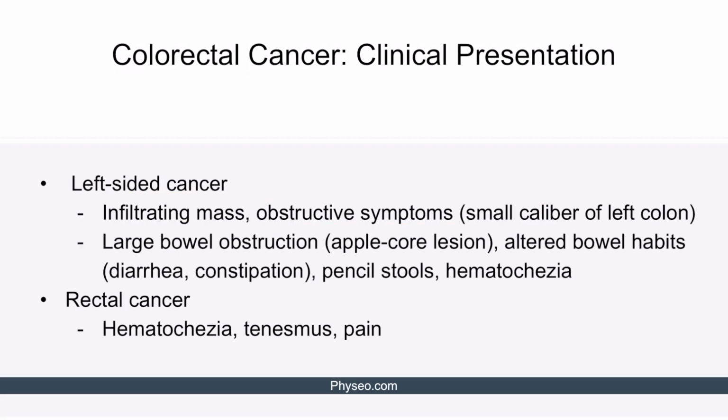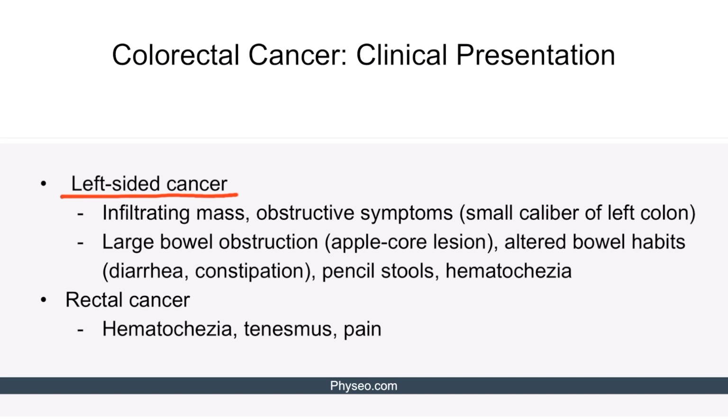Now let's talk about left-sided cancers. Now these on the left side typically grow as infiltrating masses that encompass the whole lumen. And those produce obstructive symptoms because of the small caliber of the left colon. In other words, the tumors don't need to get quite as big to cause problems. So they present with acute, complete large bowel obstruction, commonly seen as an apple core lesion on imaging.